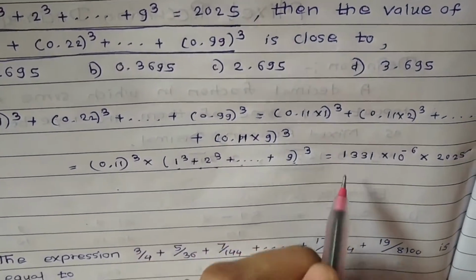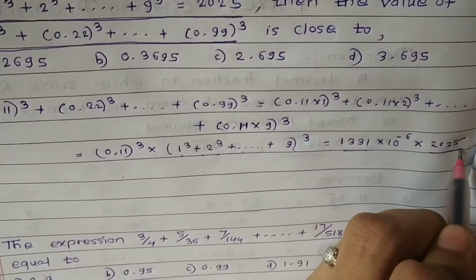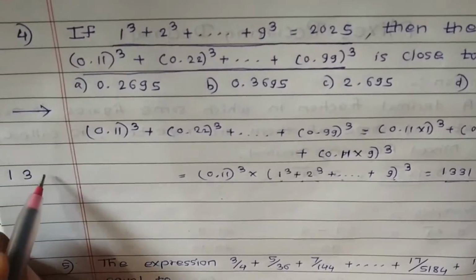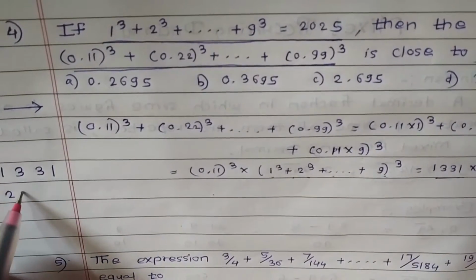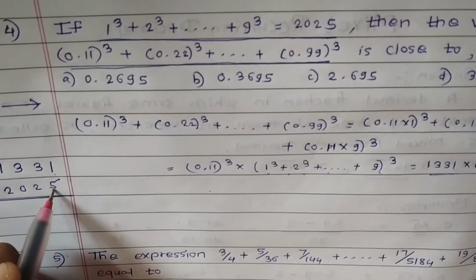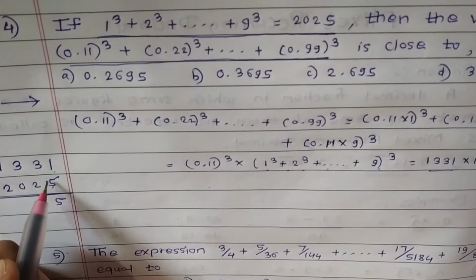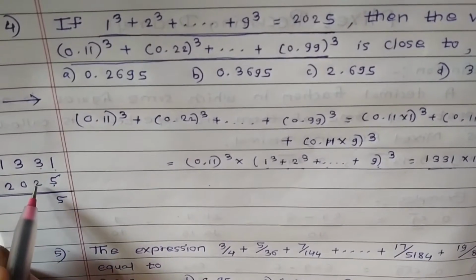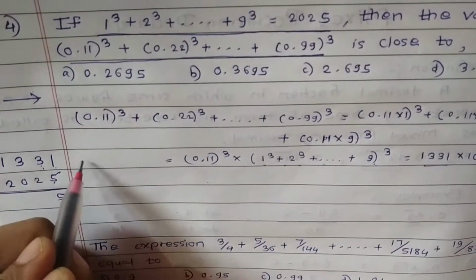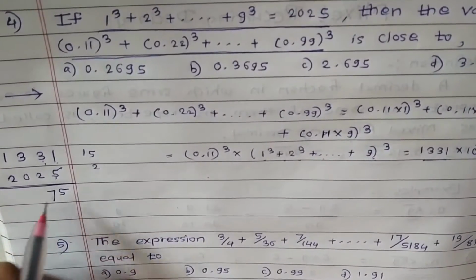2025. How to make multiplication of 1331 and 2025? First make multiplication of unit digits. 5 ones are 5. Then make cross multiplication of 5 into 3 and 2 into 1 and just add it. 5 3s are 15 and 2 ones are 2, which is equal to 17.